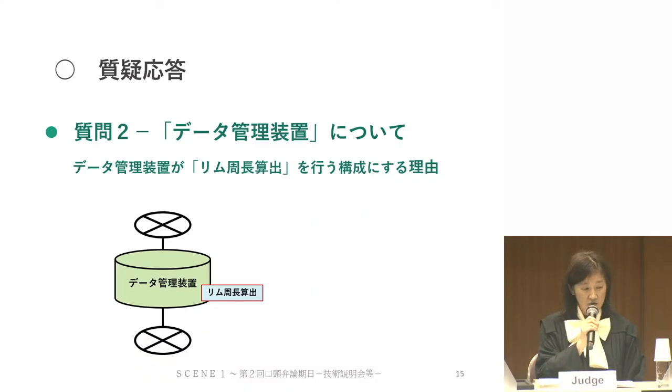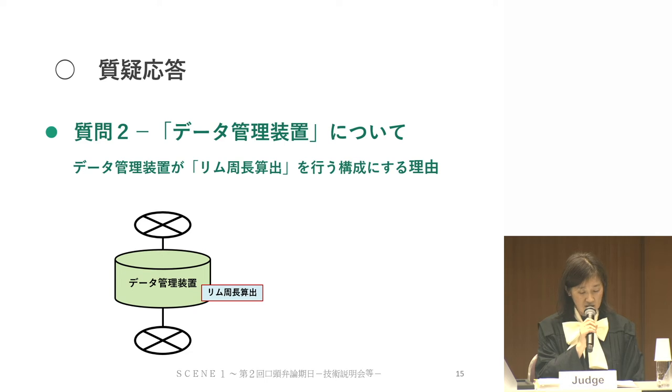Understood? Thank you. Now, based on this, I will ask a question to Mr. Akita, the technical advisor. According to the example described in the specification, the data management device in this system is a device that makes the determination of whether processing is possible by comparing all that data with the data on spectacle lens inventory stored in advance by the aging management server, which belongs to the lens aging unit.